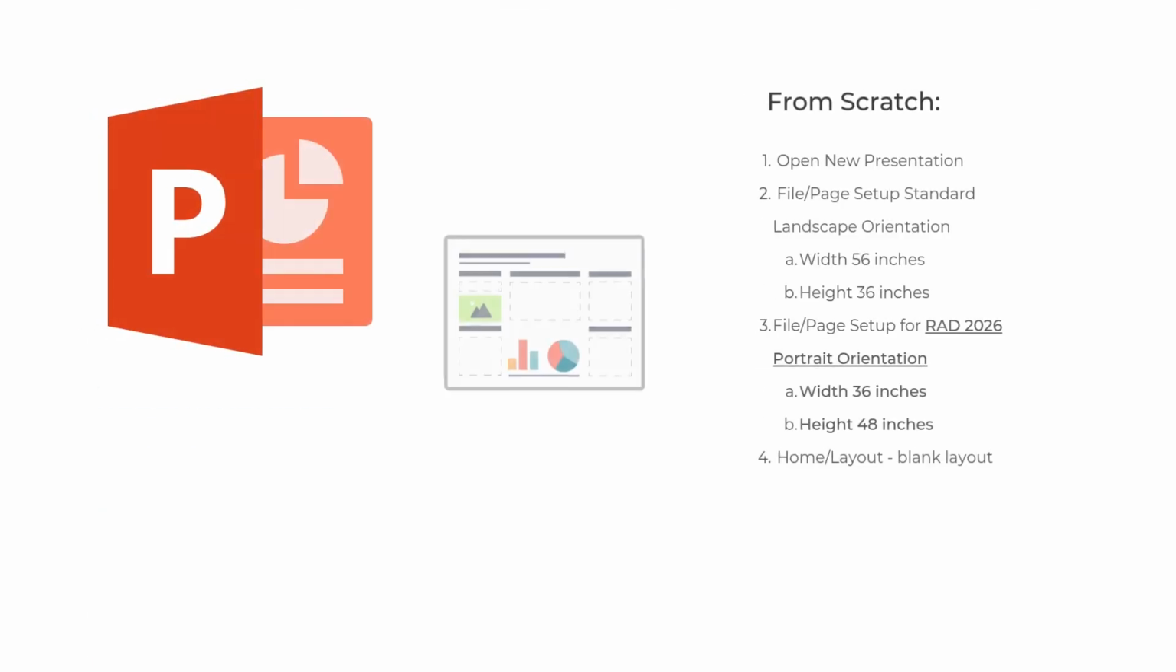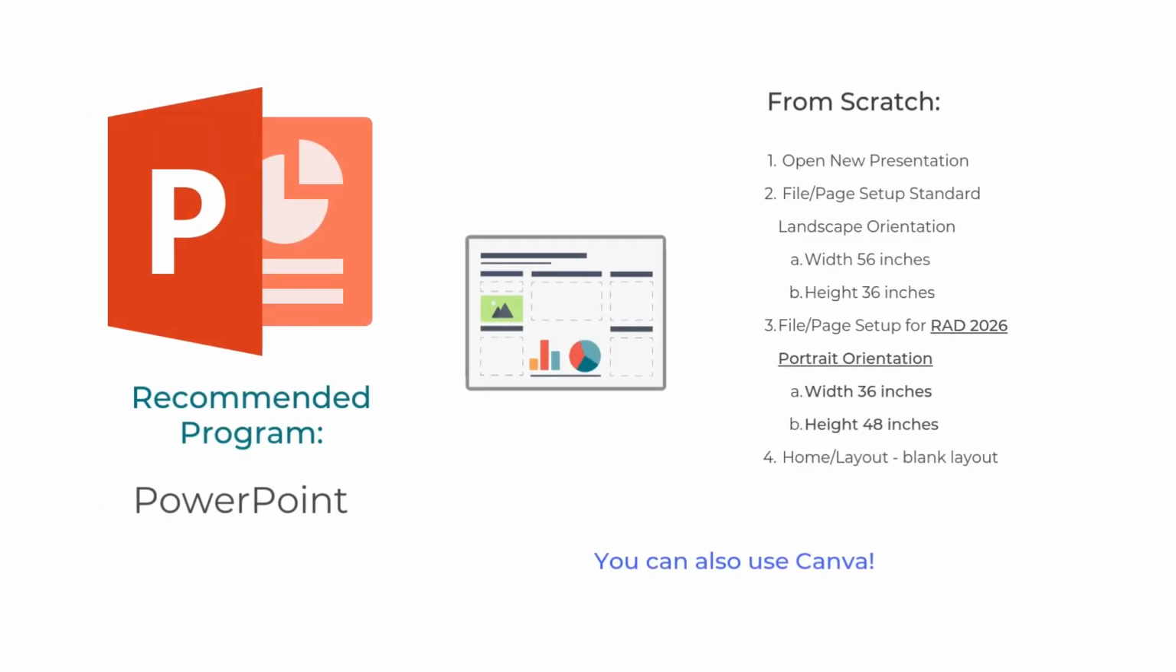We recommend that you start your poster from scratch with PowerPoint. You can do that by setting up a page, then changing it to landscape or portrait orientation, and then changing the width and height of your document. Specifically for RAD, it will have different dimensions than the typical research poster. I got this directly from people who are working with RAD. It will be portrait orientation, with the width 36 inches and the height 48 inches. Then you make a blank layout that you can start piecing together your poster.